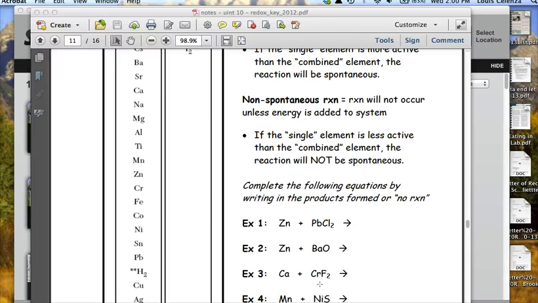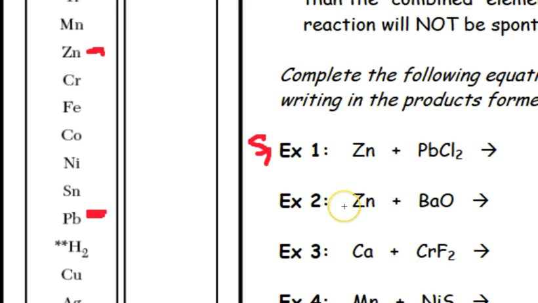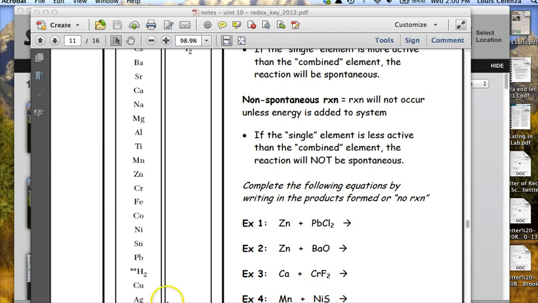There's 4 here. I'll probably do the first couple. So let's take a look. If I look for zinc, zinc is right here. And is zinc above lead? It is, which means that this reaction will occur. So the first one will be spontaneous. What you need to be able to do, and this is just a pain in the neck, is then be able to predict what the products are going to be. So the zinc will kick the lead out, and the zinc will end up being Zn and Cl2, and then you'll have the lead by itself. So this, as we said, would be spontaneous.